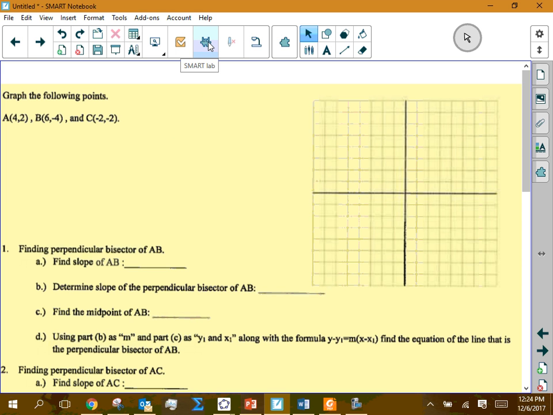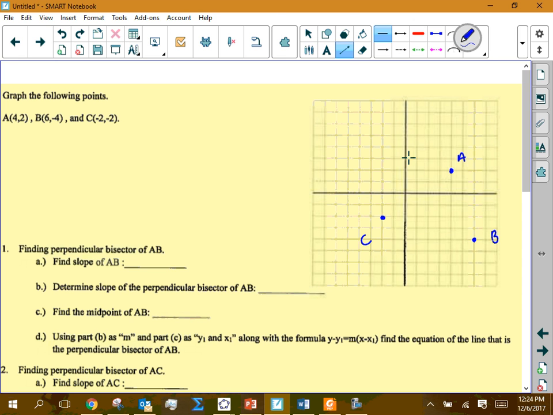So I'm going to just graph these points real quick. So we get 4, 2 as point A, 6, negative 4, point B, and then negative 2 is point C. Okay. Construct that triangle then.